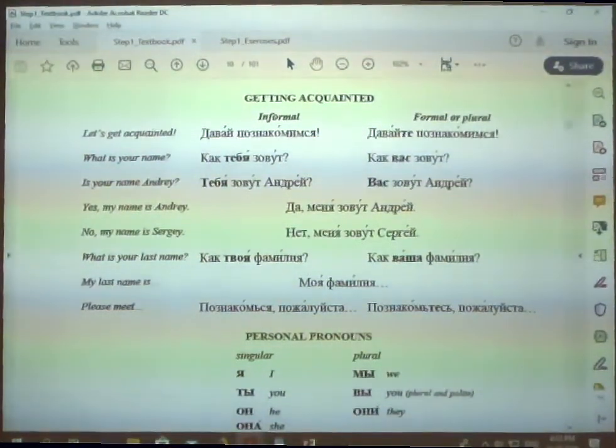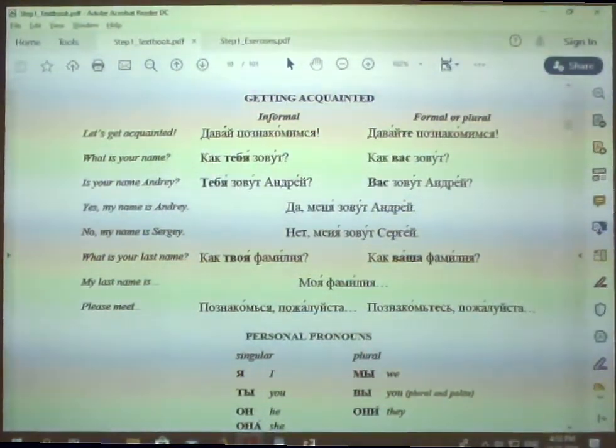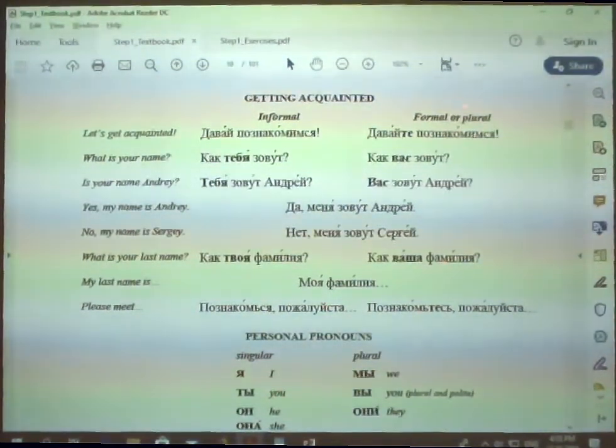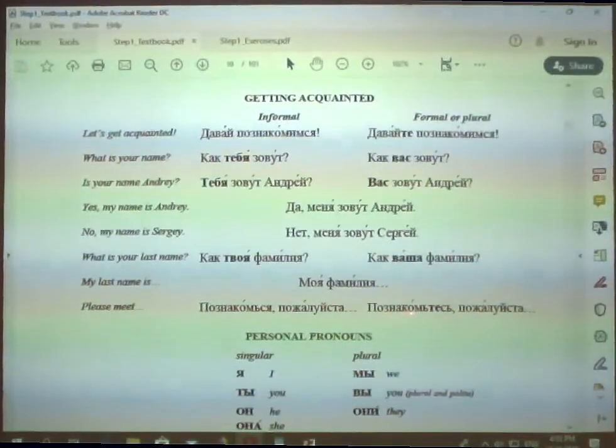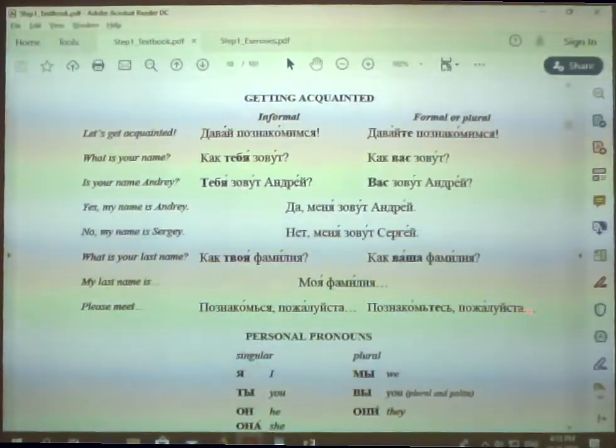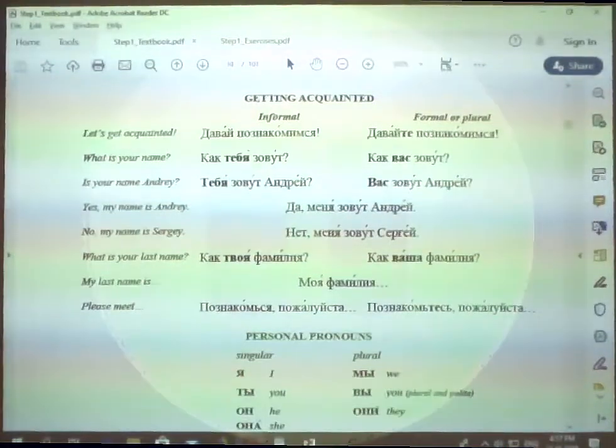And when you introduce someone to someone in informal situation, you say, познакомься, пожалуйста. In formal situation or when addressing many people at once, you say, познакомьтесь, пожалуйста. Познакомься, пожалуйста. Познакомьтесь, пожалуйста. And now to practice, please ask and answer these questions in pairs.